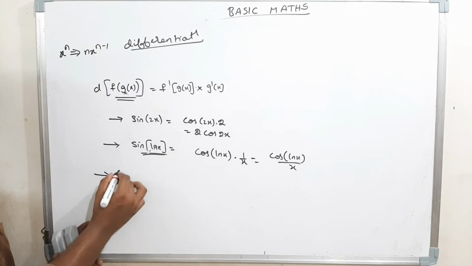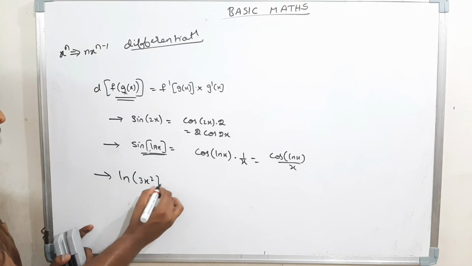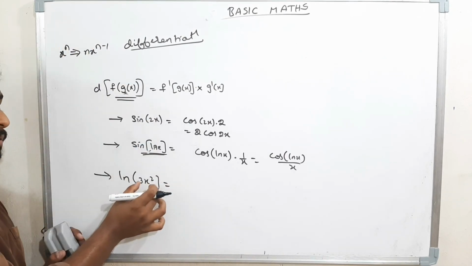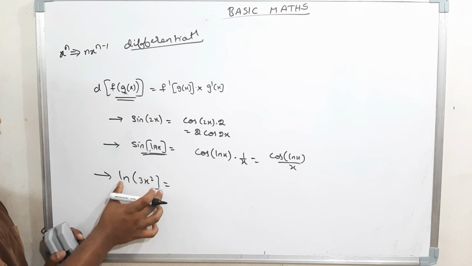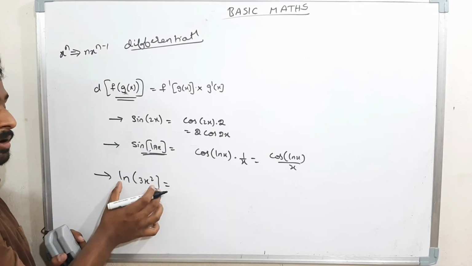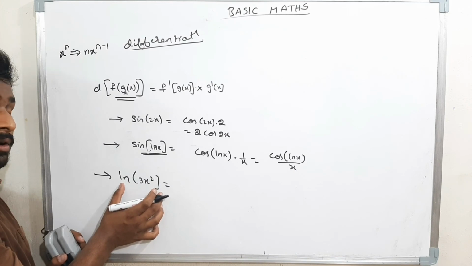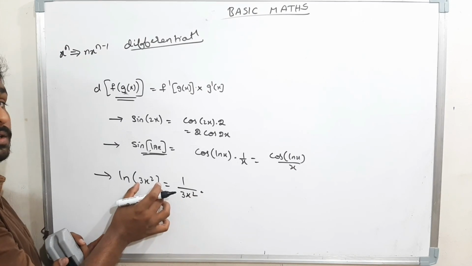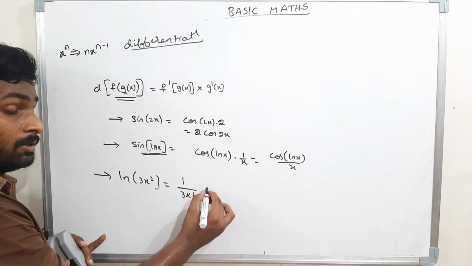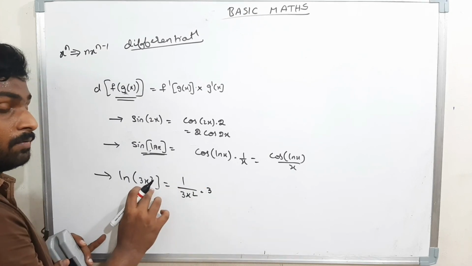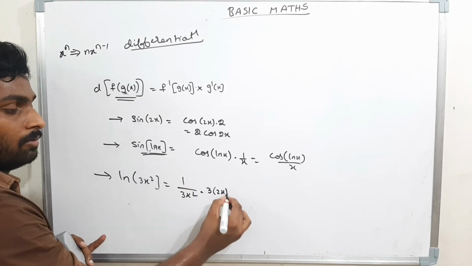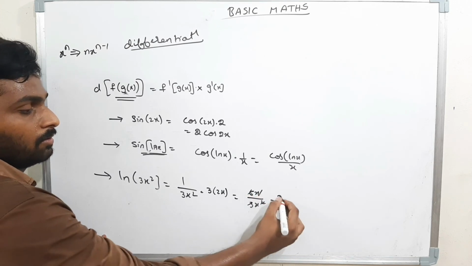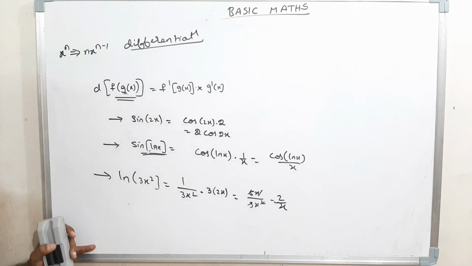We will see one more example. Ln 3x square. What is the answer for this? Ln itself is a big function. Inside the big function there is one more function, that is 3x square. First of all I have to do the differentiation for the ln. The differentiation of ln is 1 by 3x square into, what is the differentiation of 3x square? What is the differentiation of x square? 2x. Therefore 6x by 3x square. What is the answer? 2 by x. Now we will see one more.